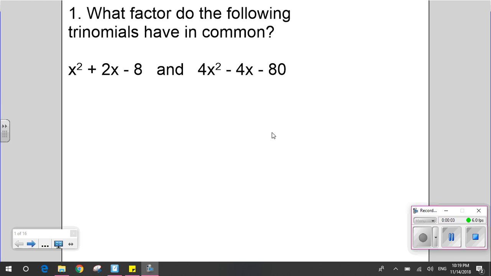Unit 5 review. Number 1. What factor do the following trinomials have in common?